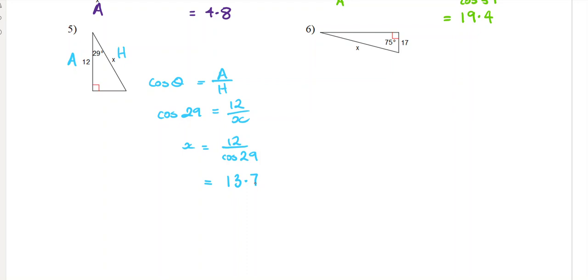What was the next line that you wrote down here? Riley, what's the next line? X equals what? X equals. So the next line, are you guessing it?